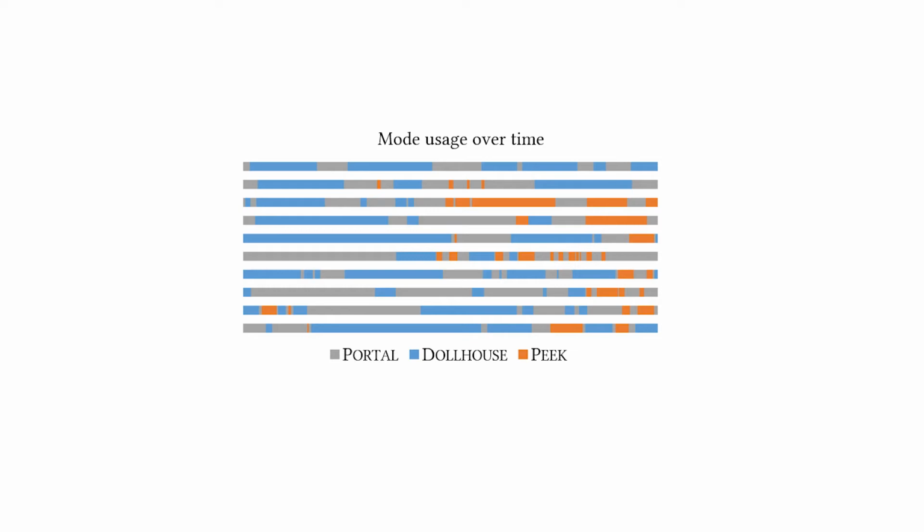By looking at mode usage over time, we found that participants frequently switched between portal mode and dollhouse mode to understand the space and refine the design. They tended to use peek mode towards the end to validate the AR experience with captured images.